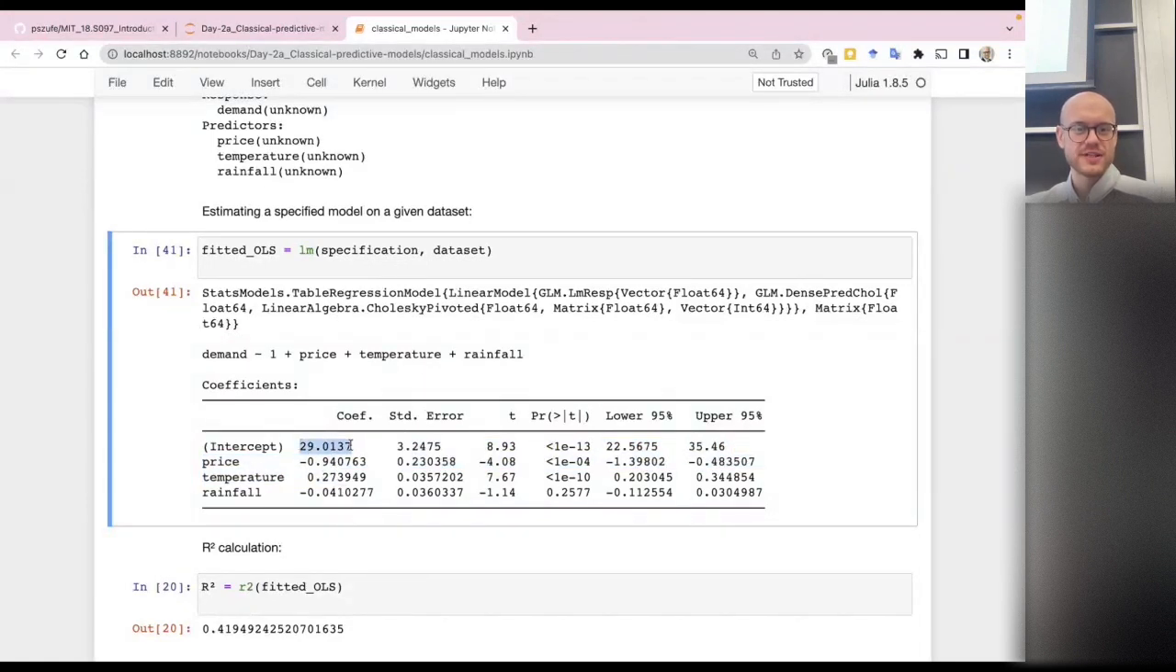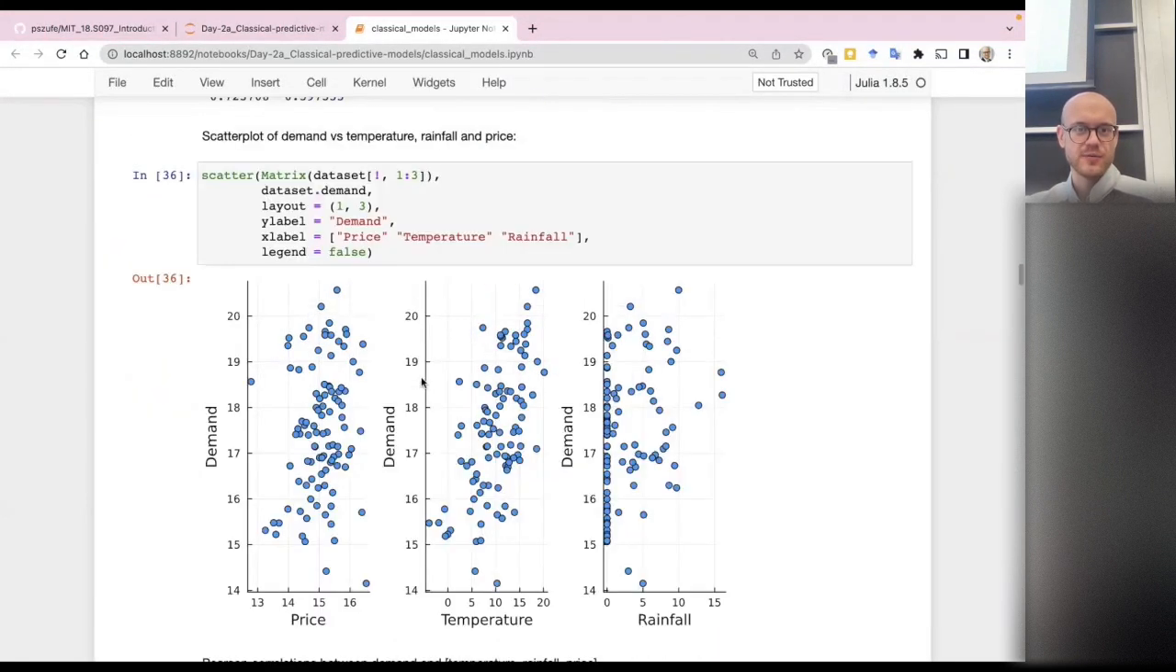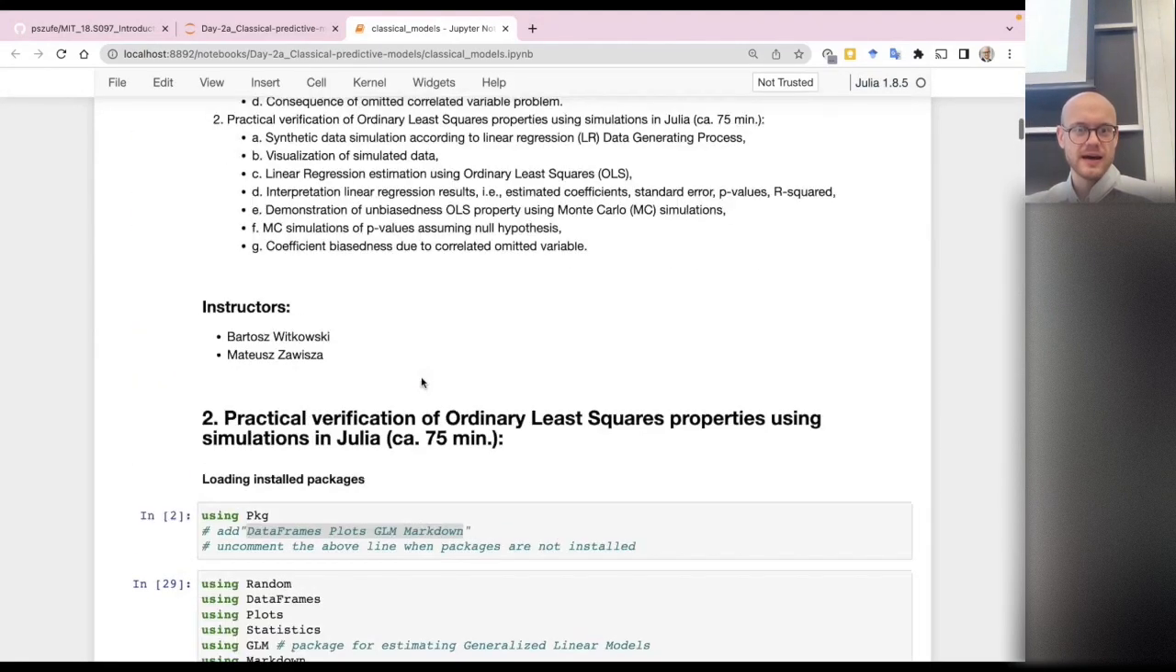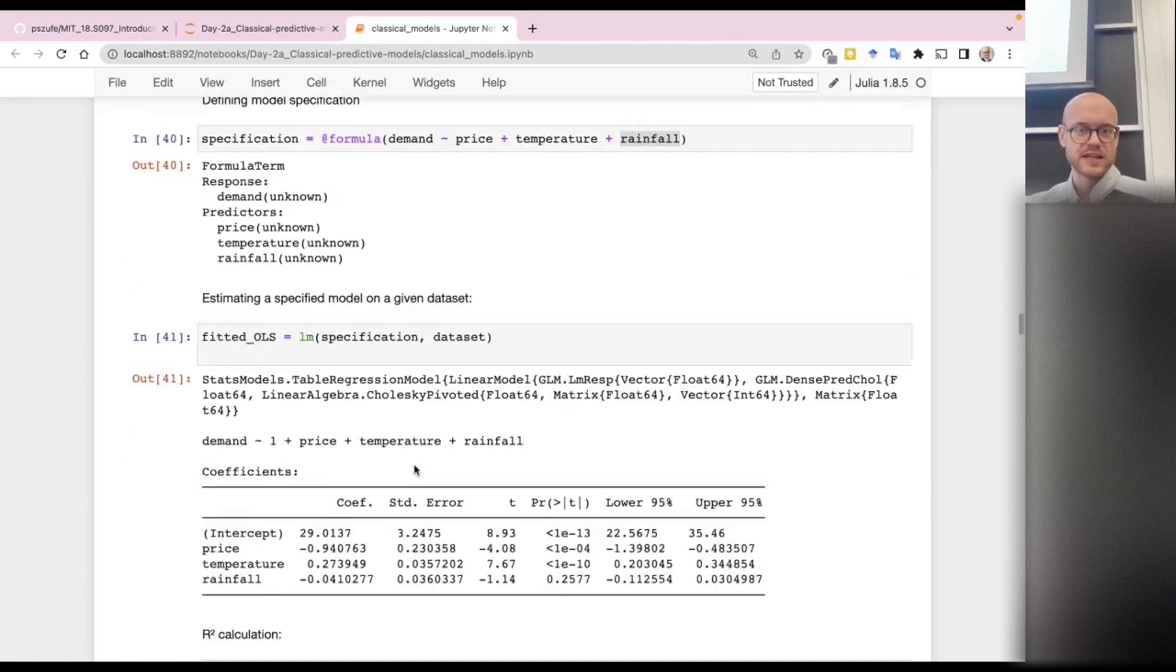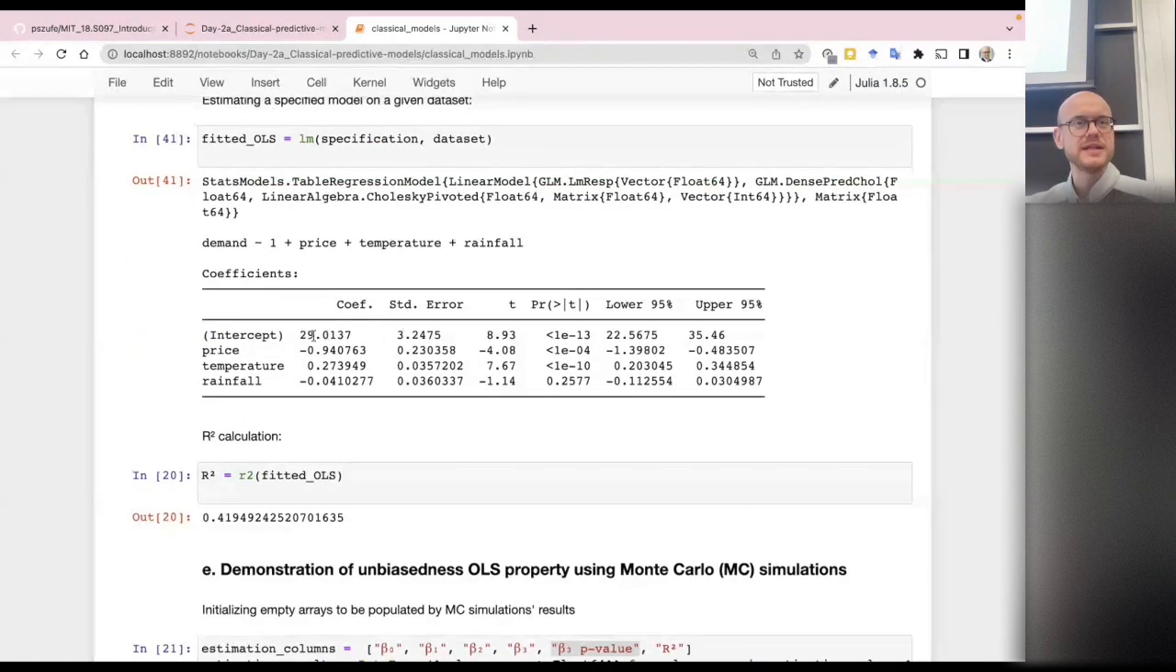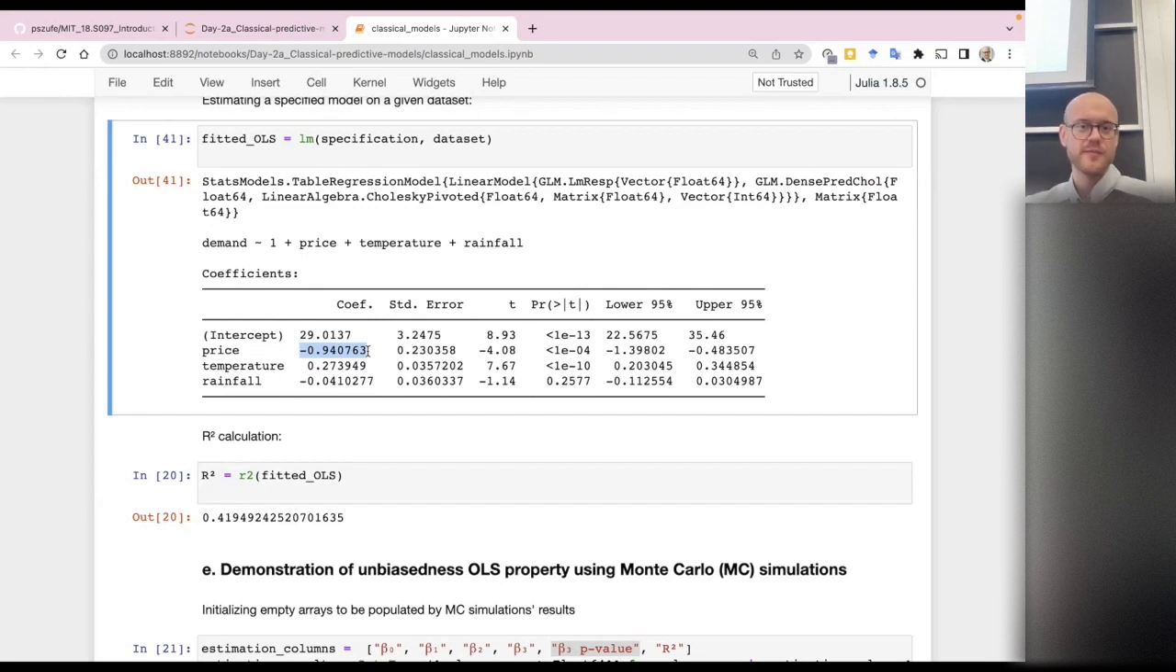So the true intercept was actually 30. You might not remember, but if we come back to the DGP, beta 0 was 30, yeah? So it is a true value. This is something we should expect our estimator to output. It's 29, quite good, I would say, quite close to the 30. And then we have price impact. It should be -1, we have minus 0.94, also quite well, quite close. Then temperature, it should be 0.25. Again, I would say 0.27 is a good guesstimation.